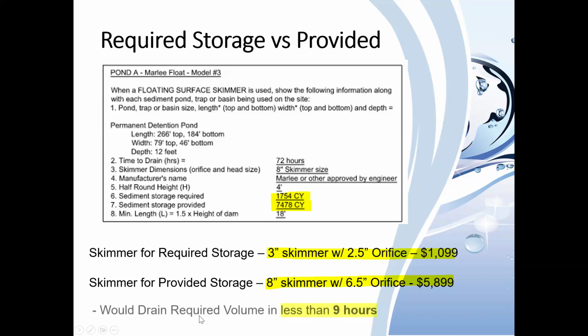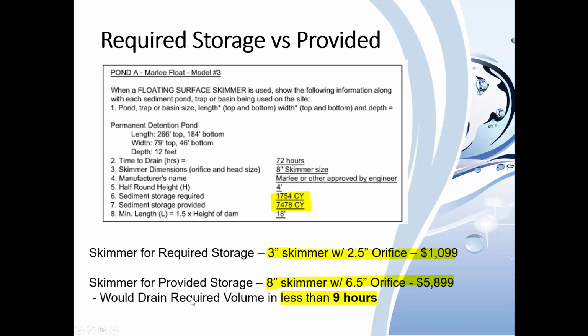But the big thing here is that the 8-inch skimmer would drain that required volume in less than 9 hours. And so if our spec for this area, let's say the standard was 24-hour minimum, by using that large skimmer, we drain that required volume too fast. We don't give enough time for the sediment to settle out of that required volume. So you want to be careful with that. It's a cost thing, but also a compliance thing, and base it on that required volume.